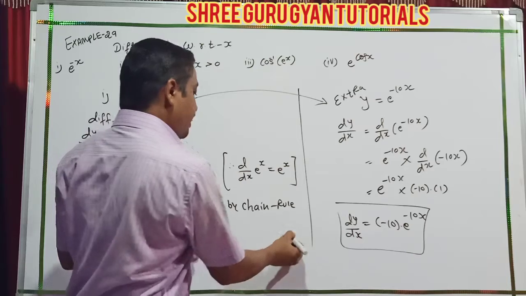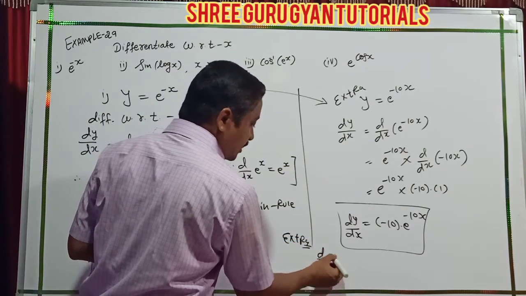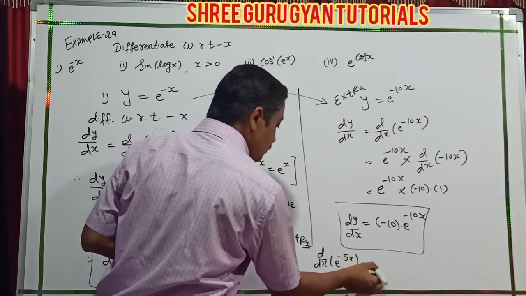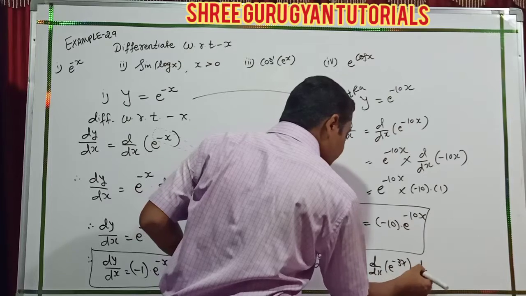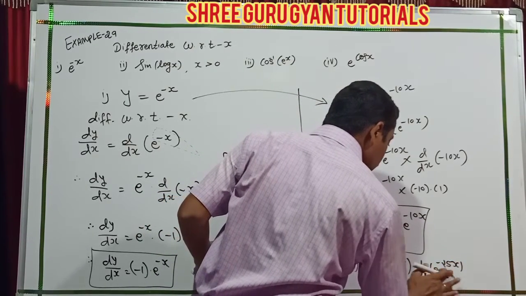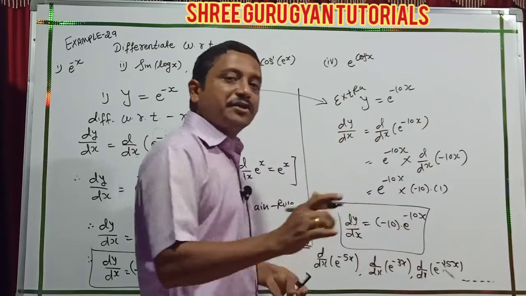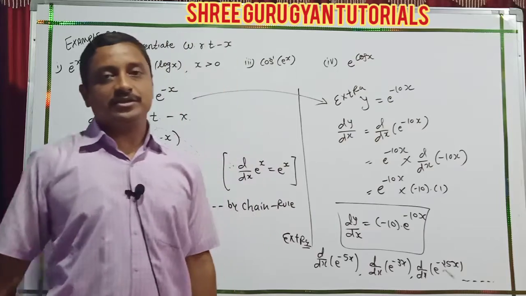Same as this, students, try extra at home. These are different questions: e raised to x, e raised to minus 5x, e raised to minus 3x, d dx of e raised to minus 25x. Like any of these. I will only show one more numerical.